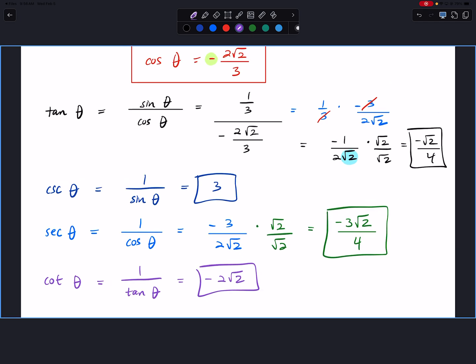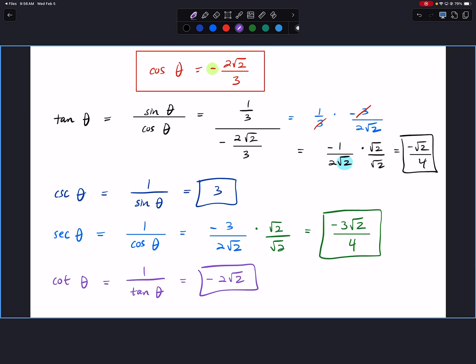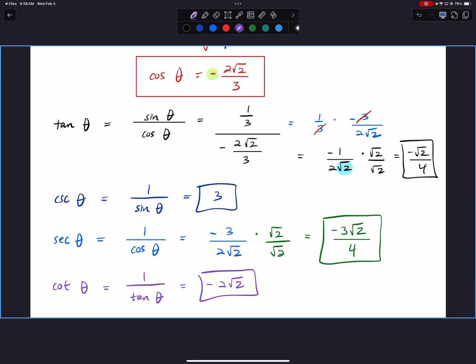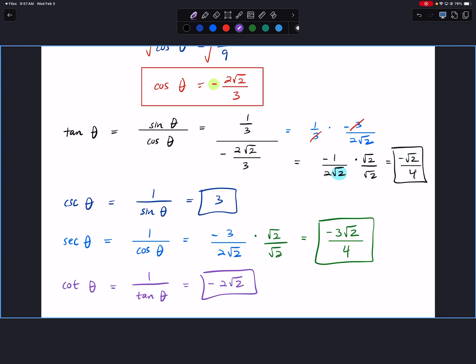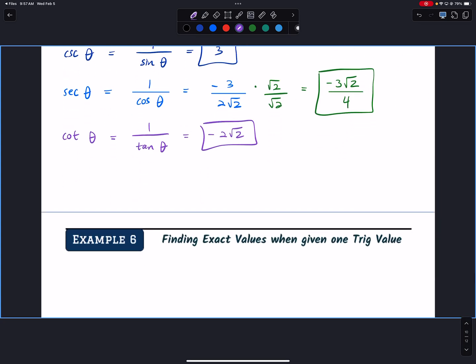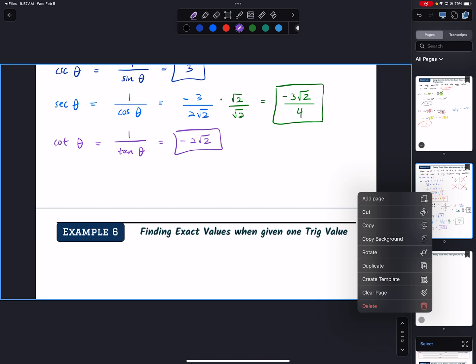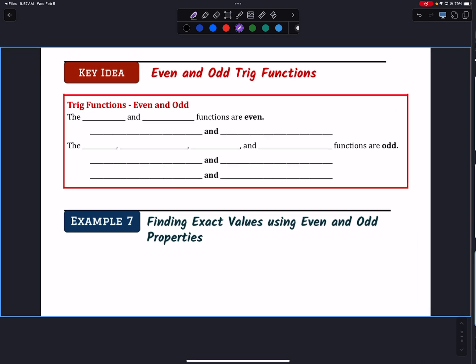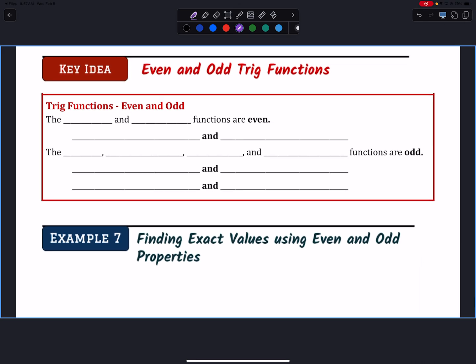Okay. So understand though, you guys could have drawn a triangle and it'd be the same thing. You'd get the same answers, okay? I just want you guys to practice using your identities. All right, questions? All right, cool. I'm gonna skip this because I don't want to burn you guys out. Last thing, even and odd.